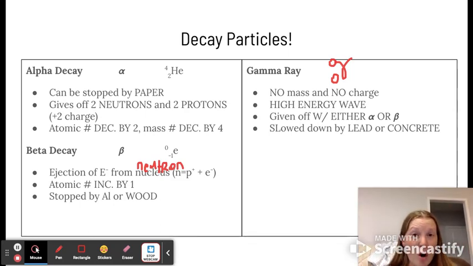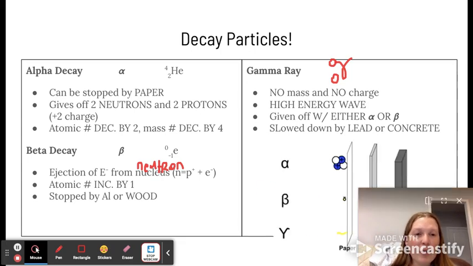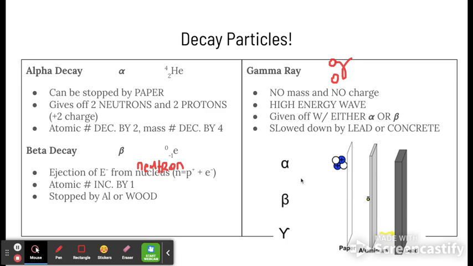That shows how strong this type of decay is. And if it makes any difference here for you, remember, gamma radiation is what made the Hulk. And the reason being is because it's such a strong type of decay. So this little picture here shows you how your particles can be stopped, and what they're stopped by.